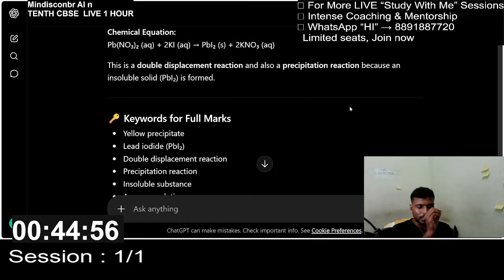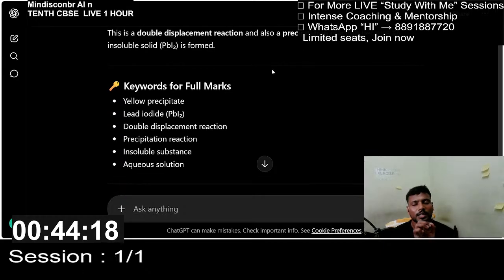So what is this reaction? What is the equation for this reaction? Come on. Pb(NO3)2 plus 2KI gives PbI2 plus 2KNO3. Here Pb(NO3)2 is aqueous, KI is aqueous, whereas PbI2 is solid and that is a yellow precipitate, plus KNO3, that is aqueous. This reaction is an example of precipitation reaction and double displacement reaction.